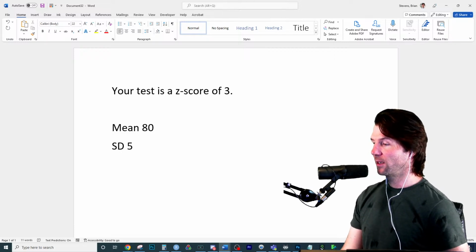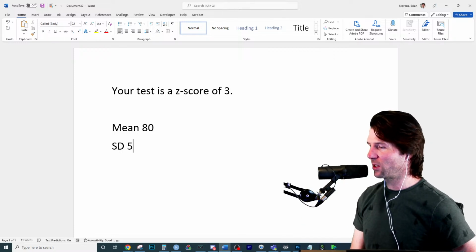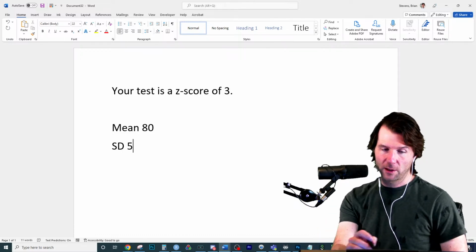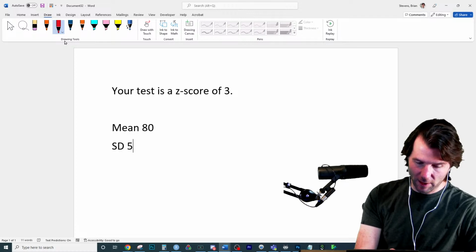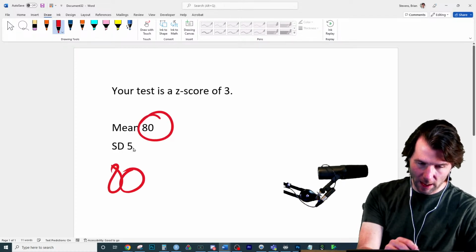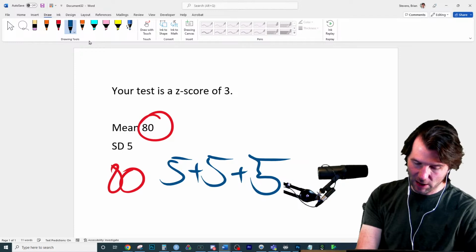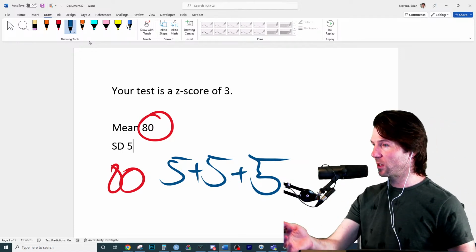Does that make sense, Santi? Oh, yeah. I changed the numbers here and there. Great job right there, Santi. You're 3 standard deviations above the mean. So you go to the mean of 80, and you go 80 plus 5, 5, 5, 3 standard deviations, and that means you're at an 85. So you go 3 standard deviations above the mean.